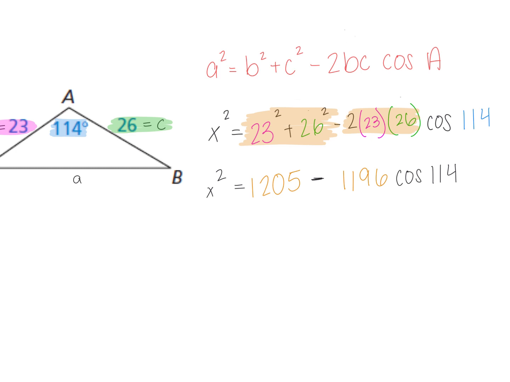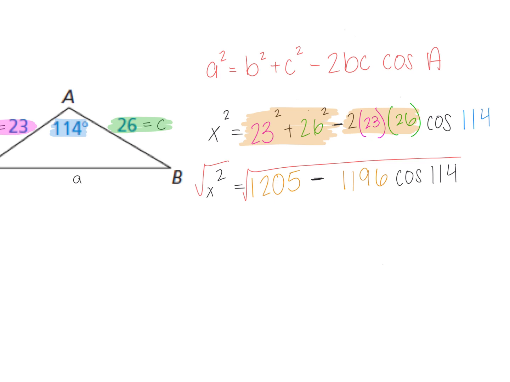equals x squared. All right, once you get this, do not plug into your calculator, girls. Do not plug into your calculator 1,205 minus 1,196. Don't do that. Absolutely no, because you're going to get a different number. What I'm going to do is, how do I get rid of a squared? You square root it. I'm plugging this into my calculator, which you can. Plug it in exactly how it's written.